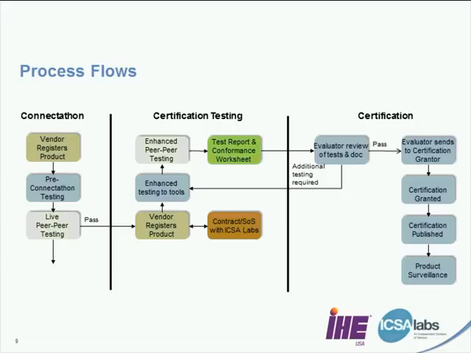The testing will then create a testing report and worksheet that is used as input for the next step. And again, there is a boundary between certification testing and certification, which is a requirement of the ISO specifications. Those two steps must be done independently by independent groups. So the first certification steps are done by a second or a third group, if you will, of evaluators and certification grantors, leading to the publication of certification and then the product surveillance. Next slide, please.